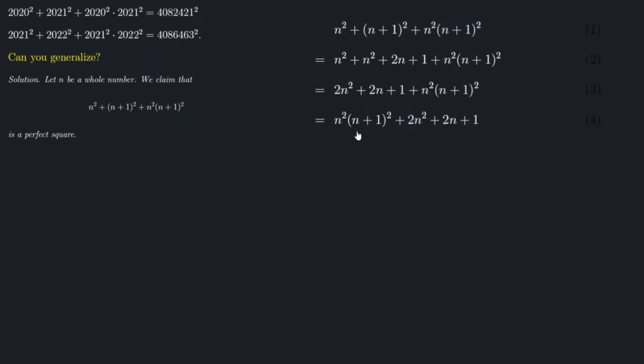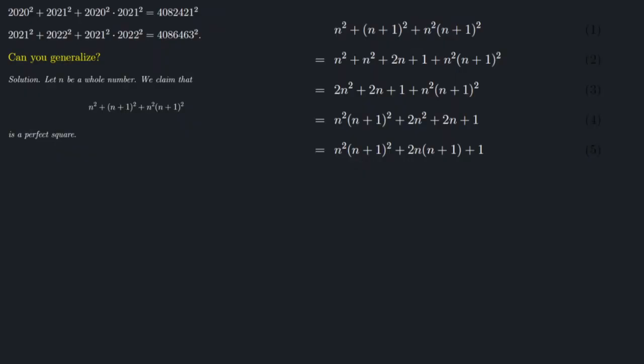From line 4 to line 5, you look at these two terms in line 4. From these two terms, we took out a common factor of 2n. After taking out 2n from 2n squared, there remains n. And after taking out 2n from 2n, there remains a factor of 1. Again, from these two terms, we take out a common factor of 2n. We have 2n times n plus 1. All other terms are copied from line 4.